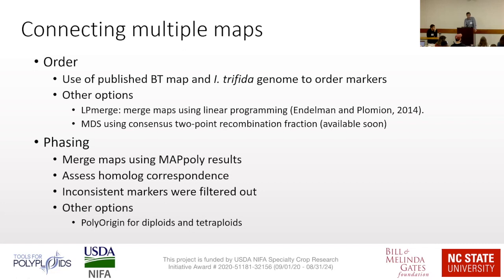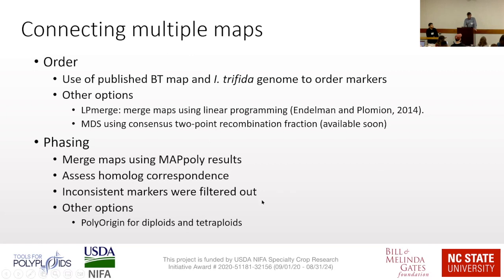One of the things we need to do is to assess the correspondence between homologs in one map. So you have Beauregard in one map and Beauregard in the other map. You need to assess the correspondence between these haplotypes that are in one population and the other population. And at this stage, we also filtered some inconsistent markers. They're very few, less than 1%, so I didn't bother to show you here.